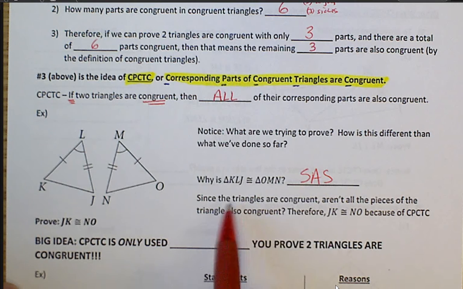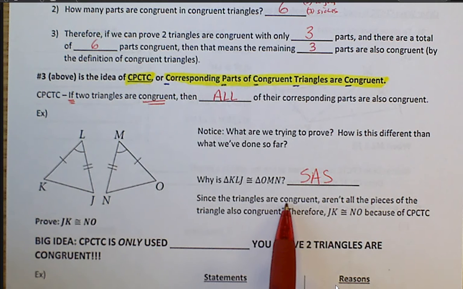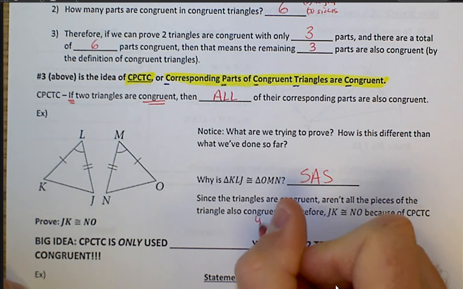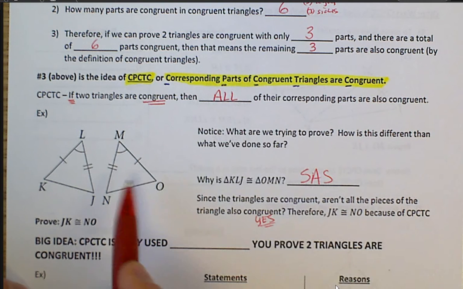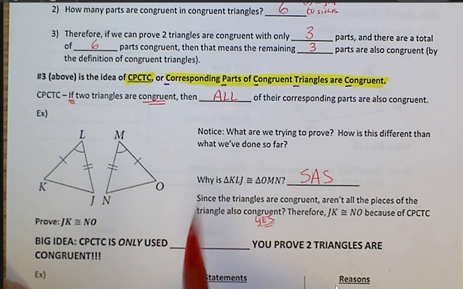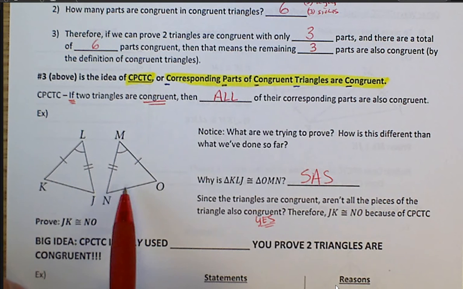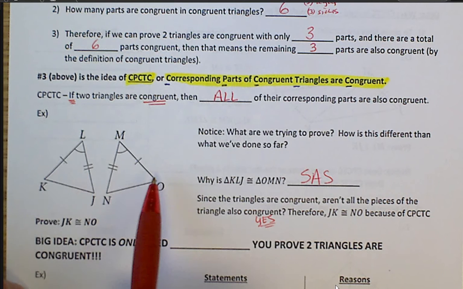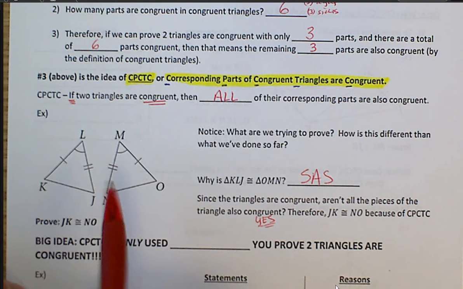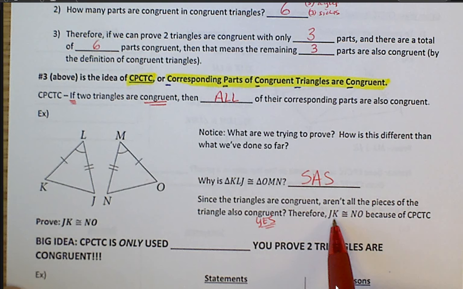Since the triangles are already congruent, aren't all the pieces of the triangles also congruent? Obviously, yes, that is true, right? If these 2 are congruent, then everything about them is congruent, right? This angle would be equal to this angle, and this angle with this angle, this side with this side. So therefore, JK is equal to NO because of CPCTC.